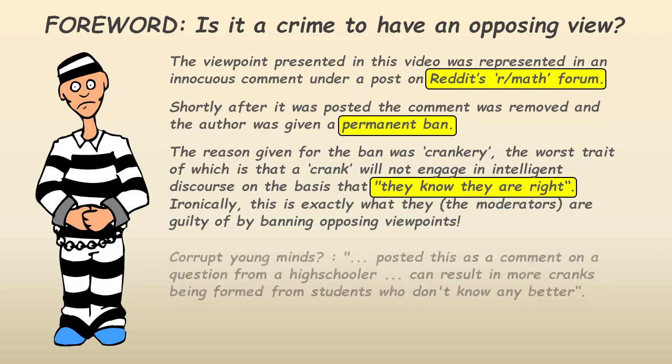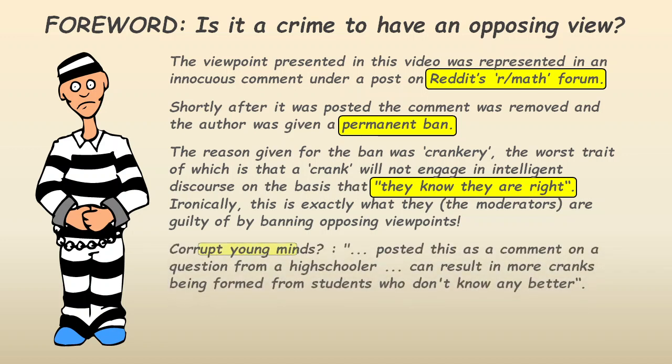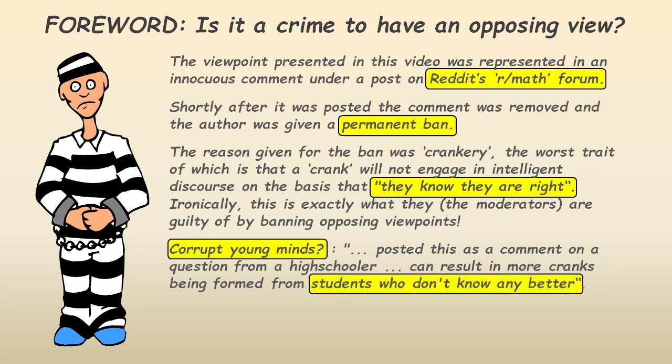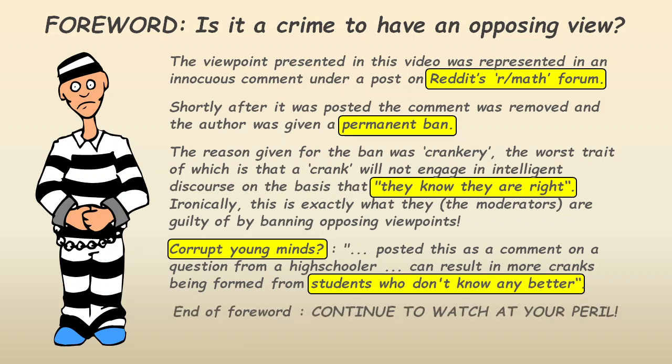The moderators were also concerned that my comment might corrupt the minds of young students who don't know any better. Here you can see the similarity to the creationists. And if you are going to argue, like me, that 0.9 recurring can't equal 1, then you can expect this type of reception. And so you've been forewarned, your minds might get corrupted. And so watch the rest of this video at your peril.